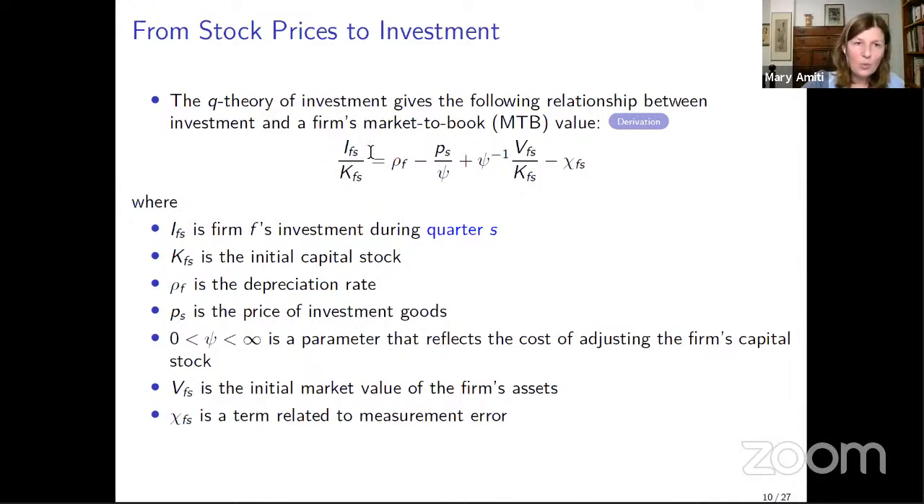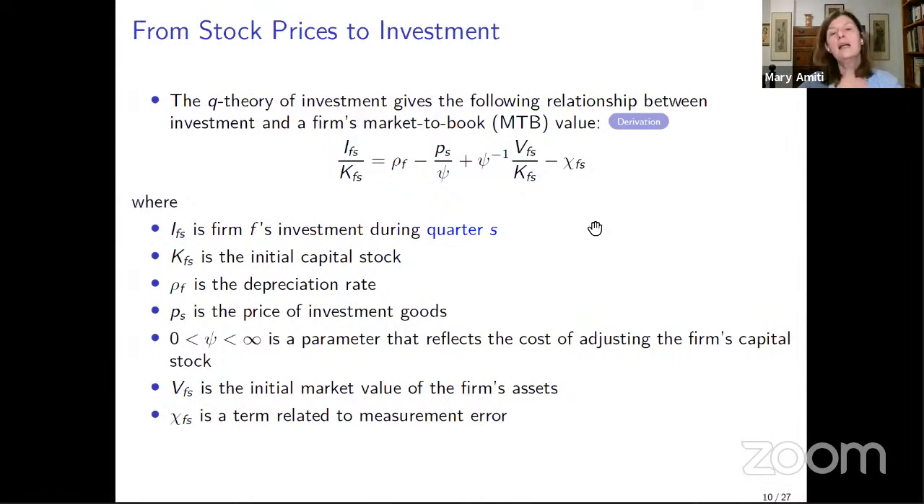So you have the I over K. Our notation S is quarter, because we'd used T for days earlier. So S is the quarter, and K is the firm's initial capital stock. This is the firm's depreciation, rho F, and this is the price of investment goods. What's important here is the size. And then V over K is the market to book value.